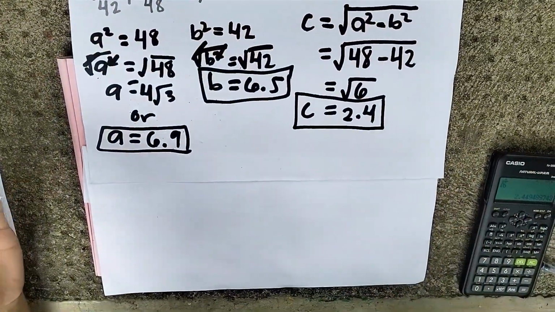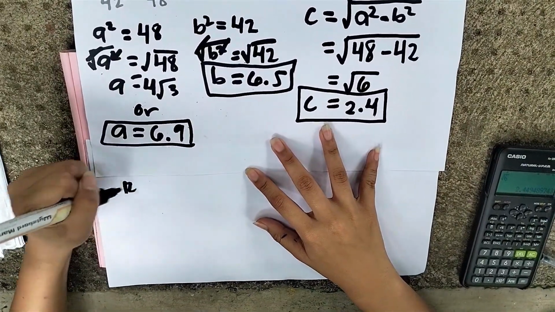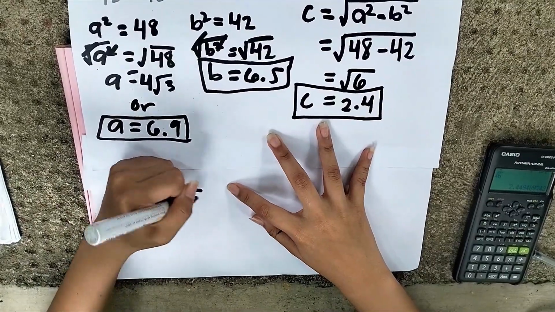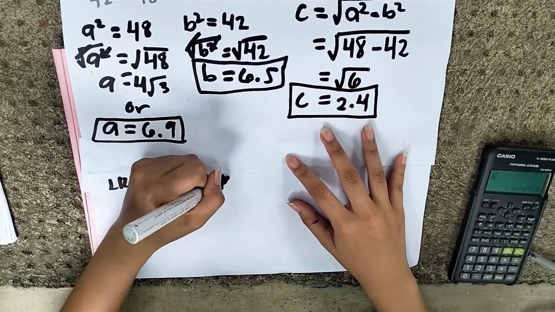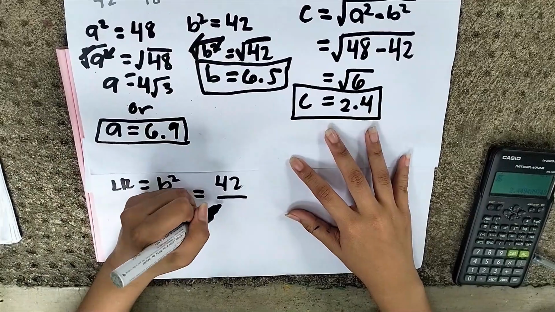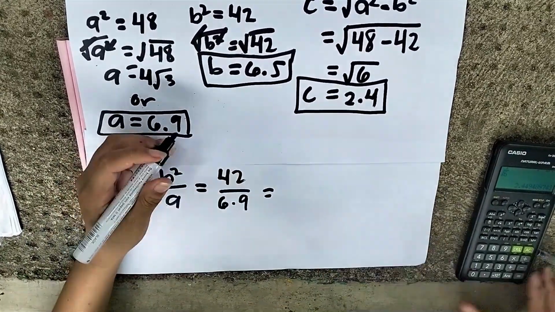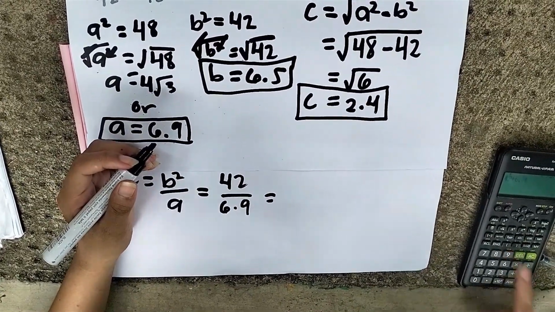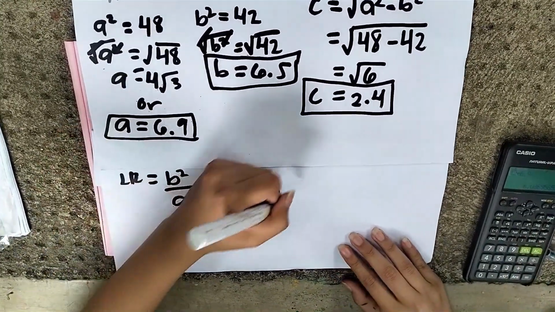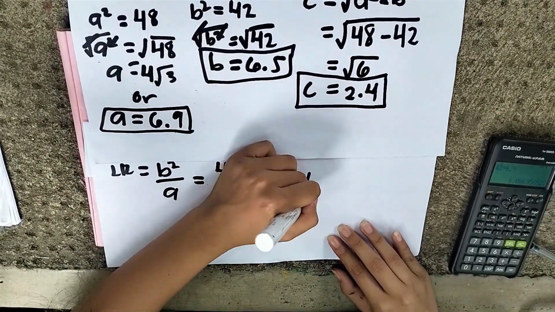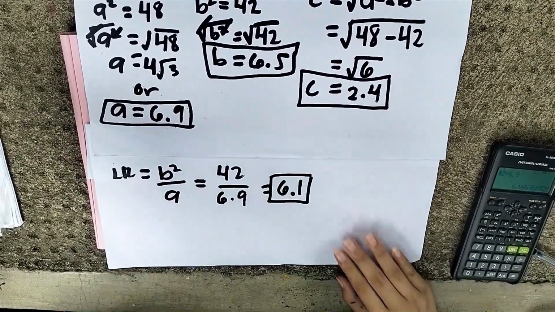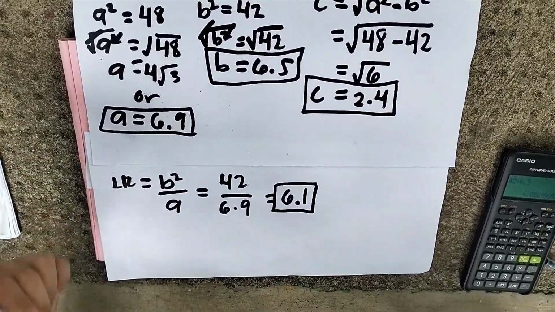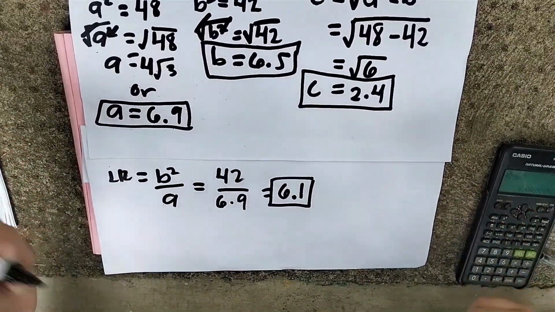And now let's find the value of our latus rectum. So LR is b squared over a. The value of our b squared is 42. The value of our a is 6.9. So 42 divided by 6.9 is equal to 6.1. That is our latus rectum. So now that we already have the values of our vertex, co-vertex, focus, and the latus rectum, we can now graph on our graphing paper.